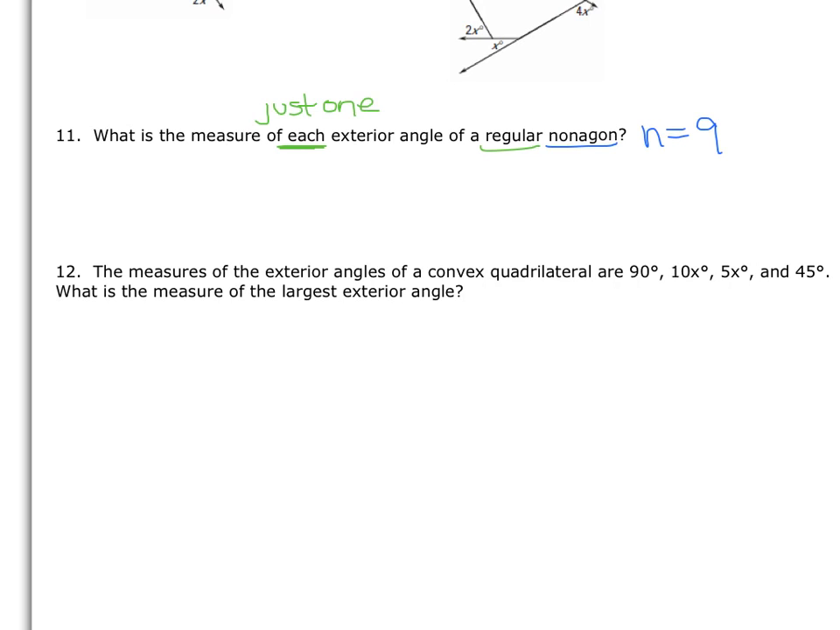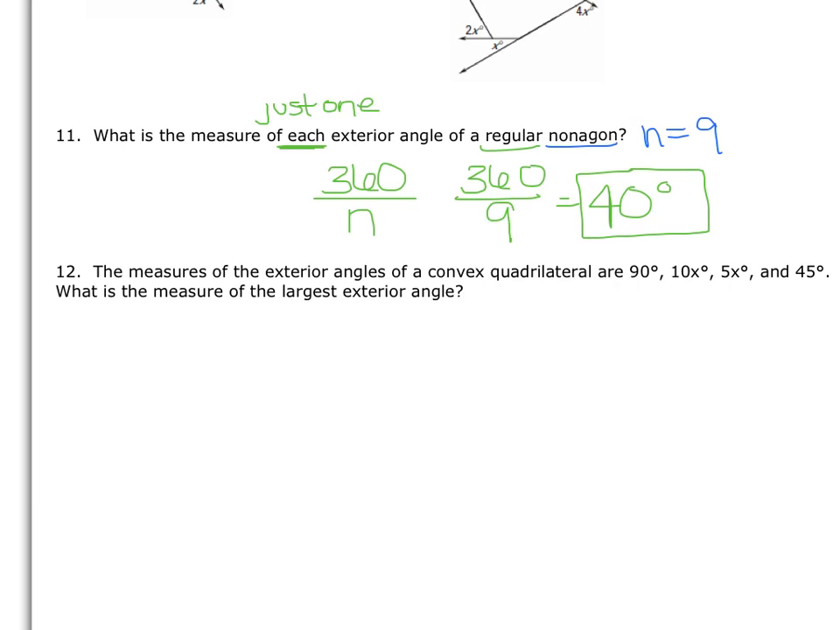All right, well, since all exterior angles of any polygon add up to 360 degrees, if we take the total and we divide it by the number of sides, that's going to give us the measure of just one angle. So here we would take 360 and divide it by 9. 360 divided by 9 is 40. So the measure of one angle is 40 degrees.